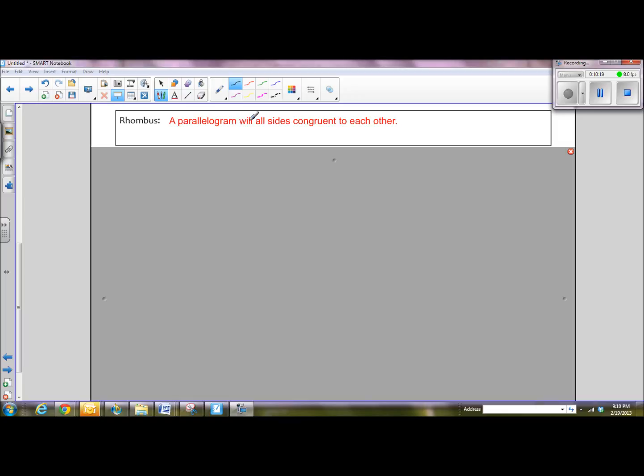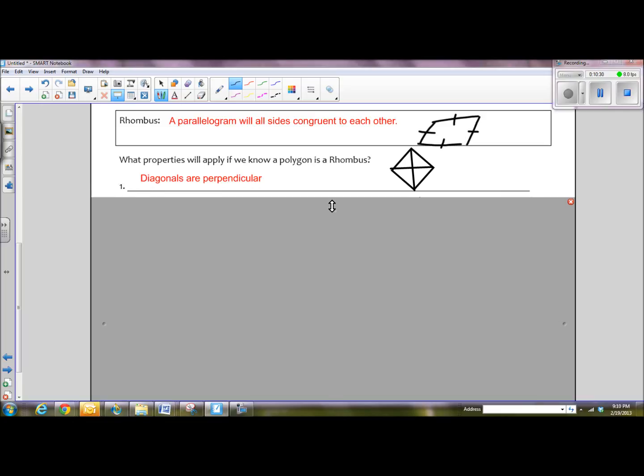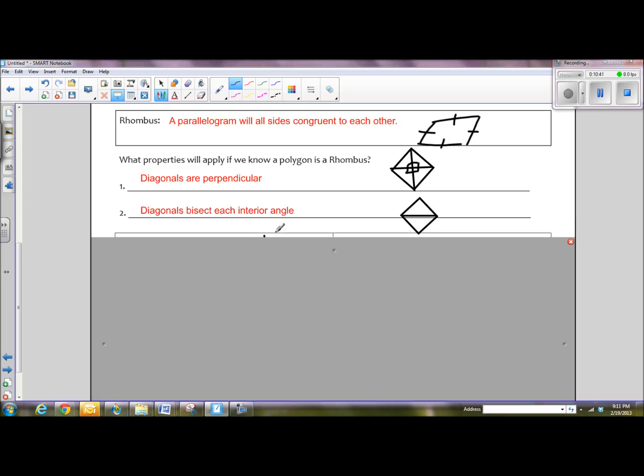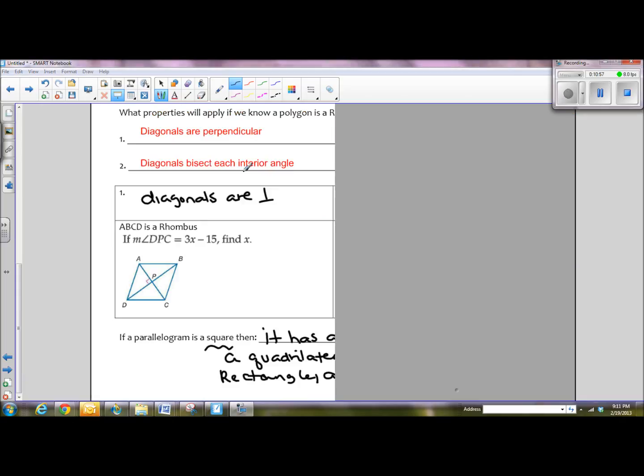Okay, the next special parallelogram is a rhombus, and that's going to be a parallelogram with all sides congruent to each other. Doesn't necessarily mean all the angles are congruent, but it does mean that the sides are congruent. The first property about a rhombus is that the diagonals are perpendicular. That means where they intersect are all right angles. The diagonals also bisect each interior angle. So if this is a rhombus, it cuts this angle in half, so 2 congruent parts. It also, if we drew another diagonal, would cut this angle in half and this angle in half.